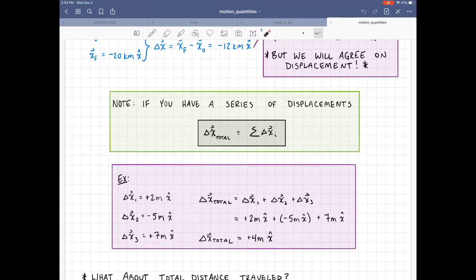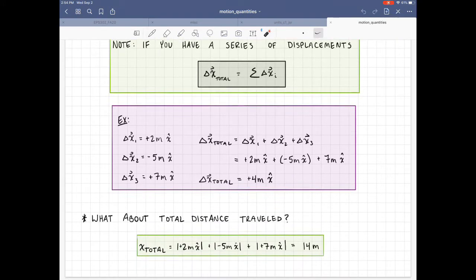So one thing we want to point out is that if you have multiple displacements or multiple changes in position, let's say you've got an object that moves to the left and then moves to the right and then moves back to the left, the total displacement is just the sum of the individual displacements. So you're just going to add up each displacement over the entire motion. And so let's look at an example of that.